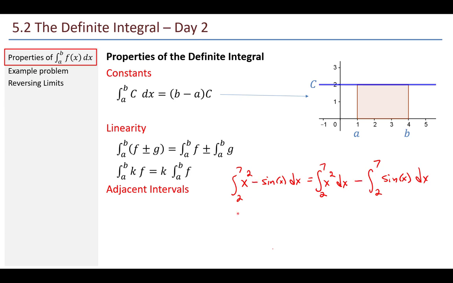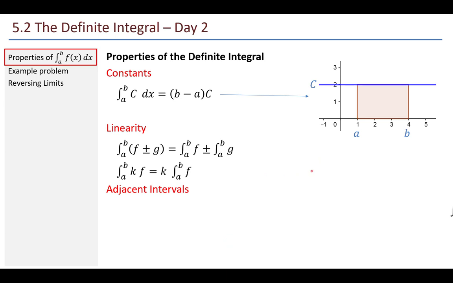And the constant part says if my problem was the integral from 2 to 7 of 5x squared dx, I can make that problem a little bit easier by pulling the 5 out. This becomes 5 times the integral from 2 to 7 of x squared dx. So see how, so far, the idea of using these properties is that they help us simplify problems. They break complicated problems into smaller parts.